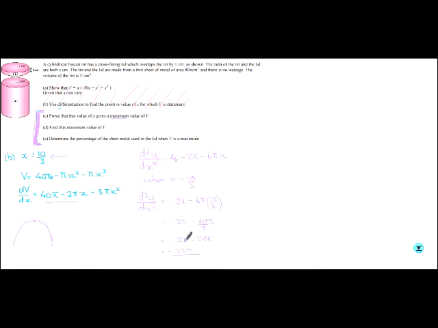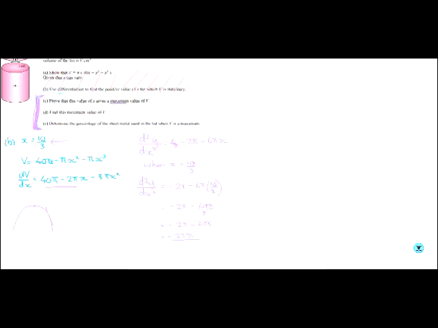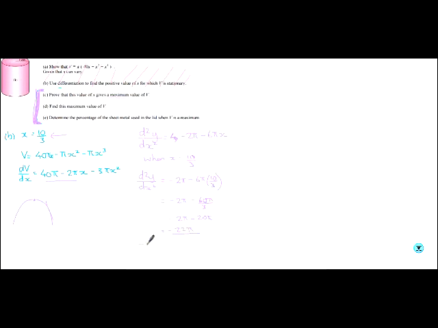Okay, so nearly done. Let's just move it down, gives a bit of room. So minus 22 pi is less than 0. That's what we're talking about here. So therefore it is a maximum.